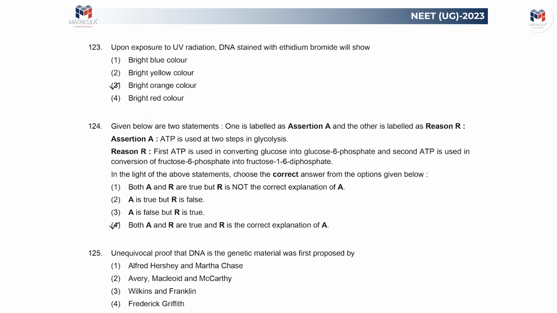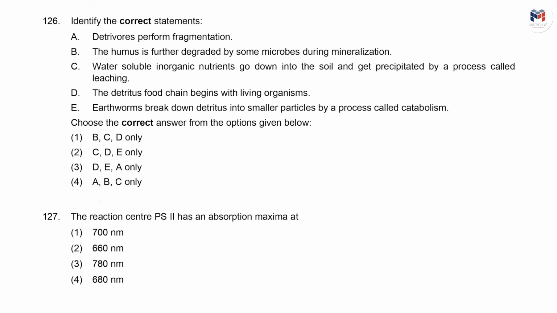Question number 125. Unequivocal proof that DNA is a genetic material was first proposed by? The answer is option number 1, Alfred Hershey and Martha Chase. Question number 126. Identify the correct statements. Choose the correct answer from the options given below. The answer is option number 4, A, B and C only.